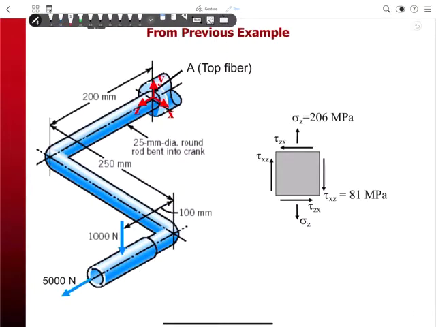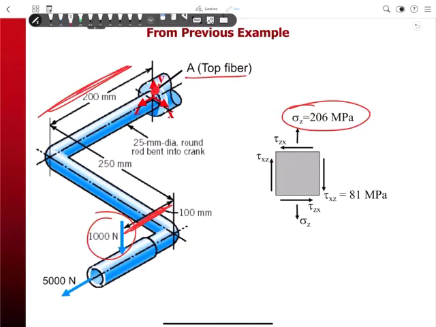So what did we do last week? We had this crank, and we looked at a couple different places on the crank. We looked at this spot up here on the top. We called that location A, the top fiber. And we wound up with some different stresses that resulted. First of all, some normal stress. Where did that normal stress come from? The normal stress came from bending, which was due to this 1,000 Newton force times the 100 millimeters there and 200 millimeters there.